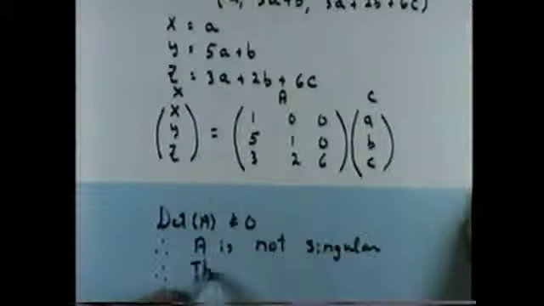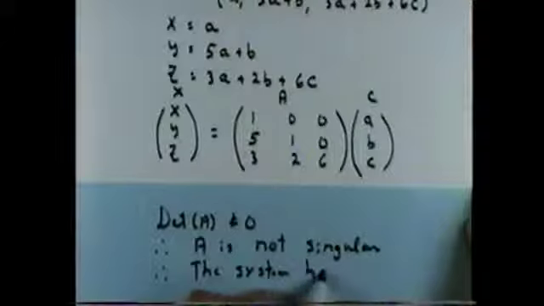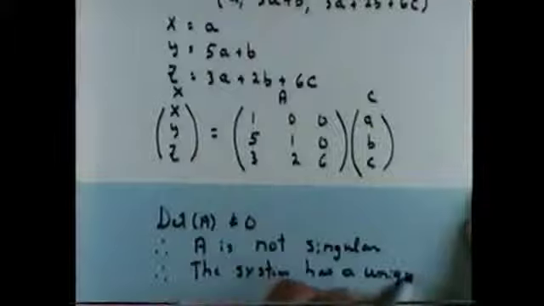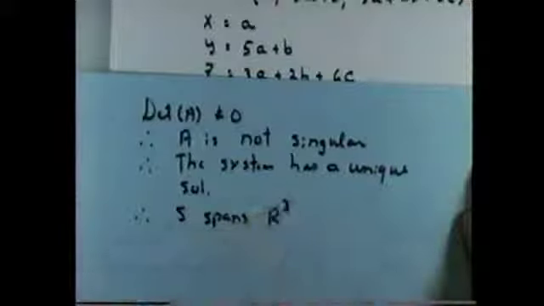Therefore, the system has a unique solution. So for any x, y, and z, I can find a, b, and c so that I would have the set of equations satisfied. So therefore, S spans 3 space.